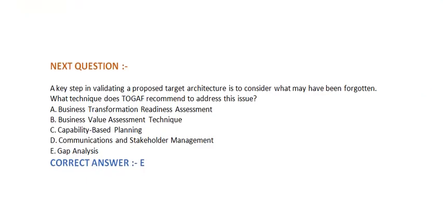Next question is, a key step in validating a proposed target architecture is to consider what may have been forgotten. What technique does TOGAF recommend to address this issue? Option A, business transformation readiness assessment. Option B, business value assessment technique. Option C, capability-based planning. Option D, communications and stakeholder management. And option E, gap analysis. The correct answer is option E.